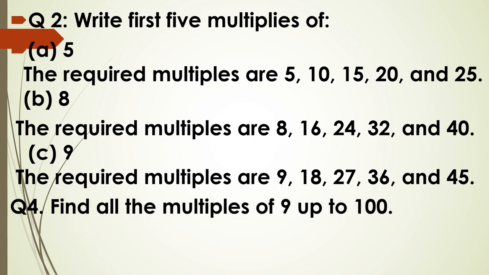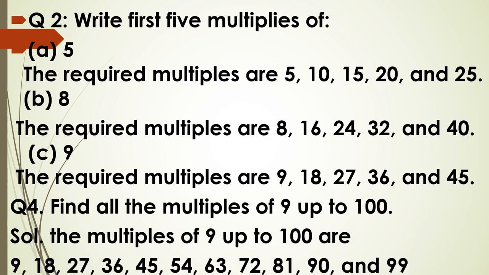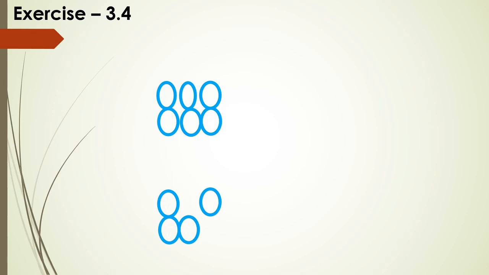Question number 4 is find all the multiples of 9 up to 100. It is 9, 18, 27, 36, 45, 54, 63, 72, 81, 90 and 99. These are all the multiples of 9 up to 100. After that I have given you exercise 3.4 also. Question 1 to 4, A and B part.